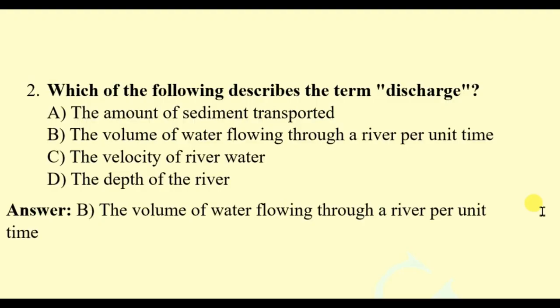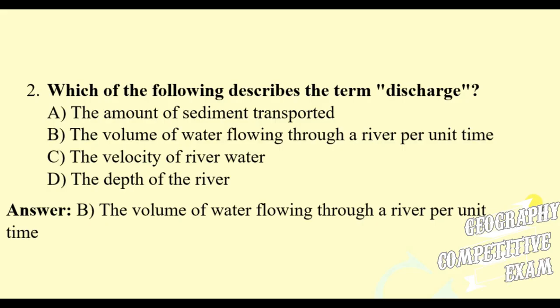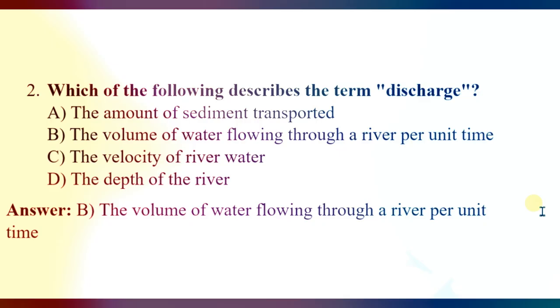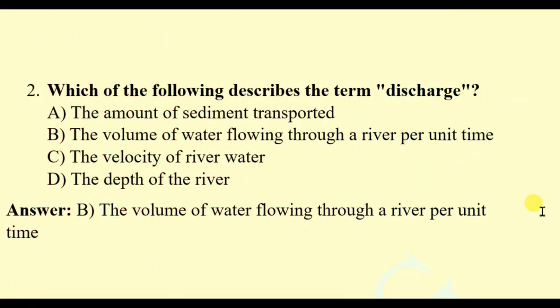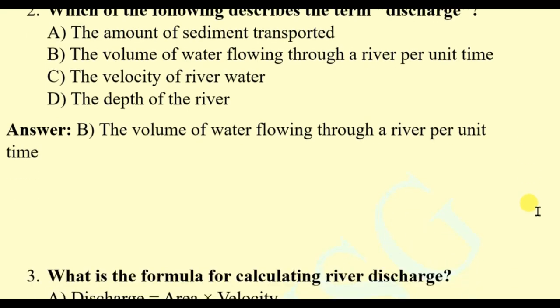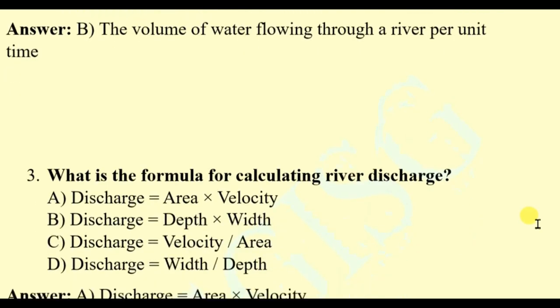Question number 2. Which of the following describes the term discharge? The amount of sediment transported, the volume of water flowing through a river per unit time, the velocity of river water, the depth of the river. Here the correct answer will be the volume of water flowing through a river per unit time. Means per second or per minute how much water is flowing through a cross section of a river. Means from a point of a river.